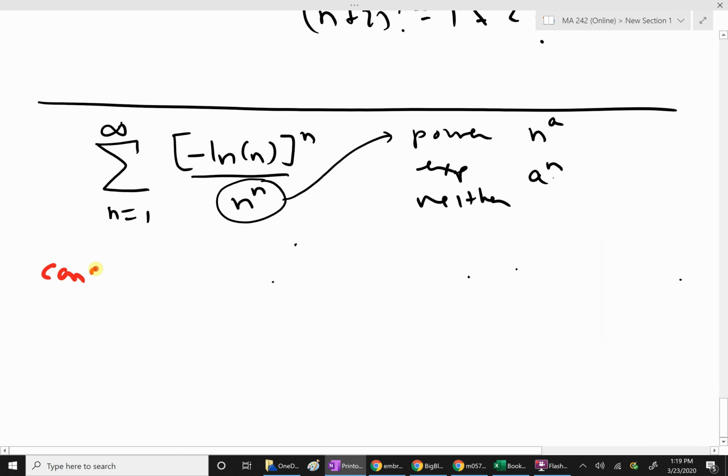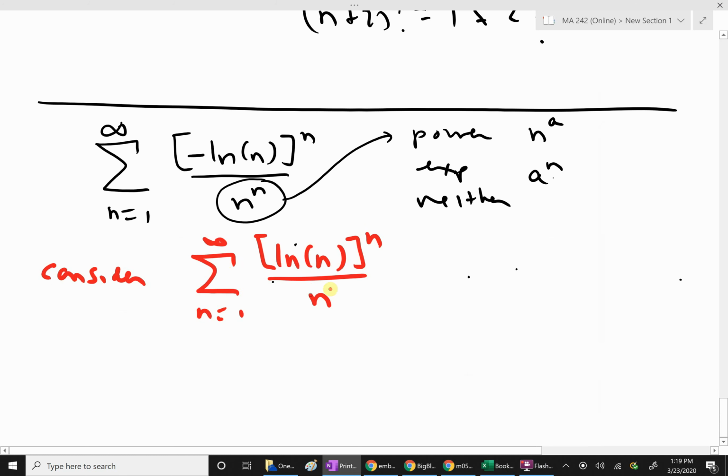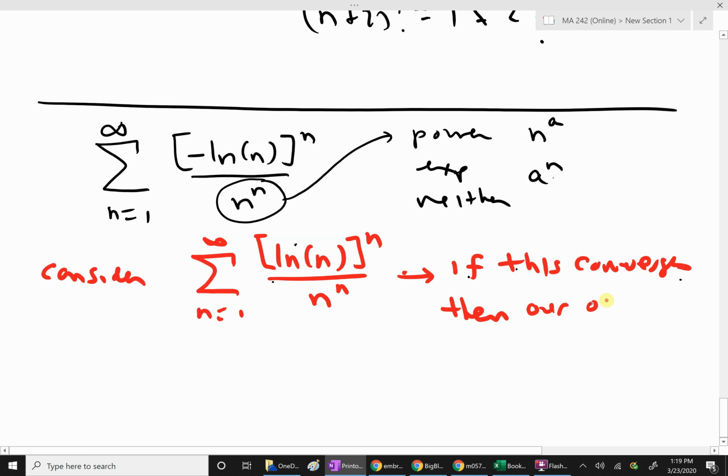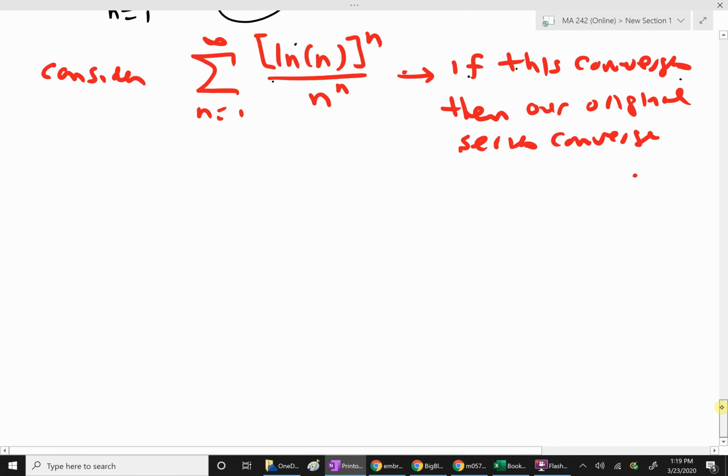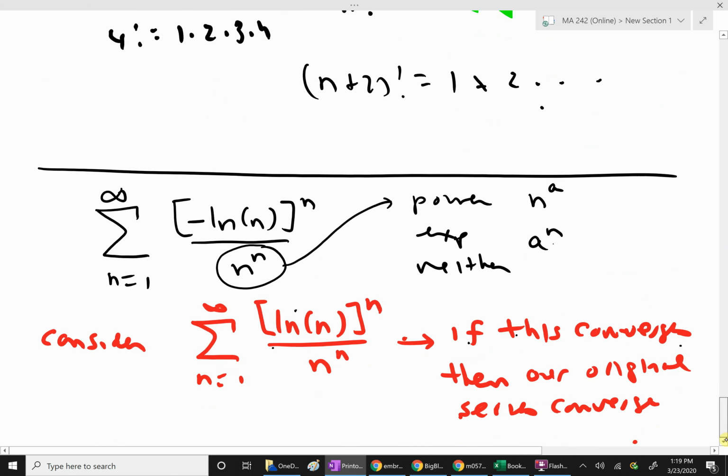So instead, I'm going to consider this infinite series right here. And what I'm going to do is try to show that this converges. And the logic here is that if this converges, then my original infinite series with the negative signs converges. This isn't particularly hard to prove, but let's just take this as a common sense notion right now.